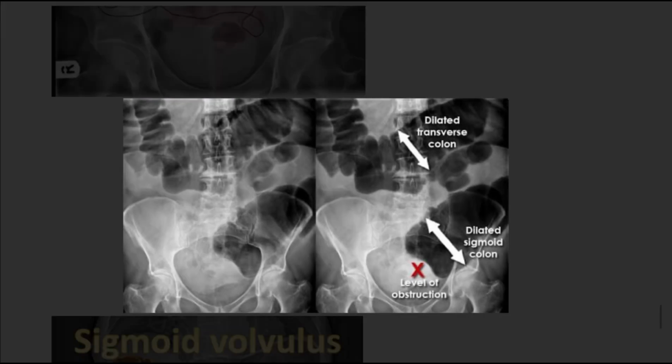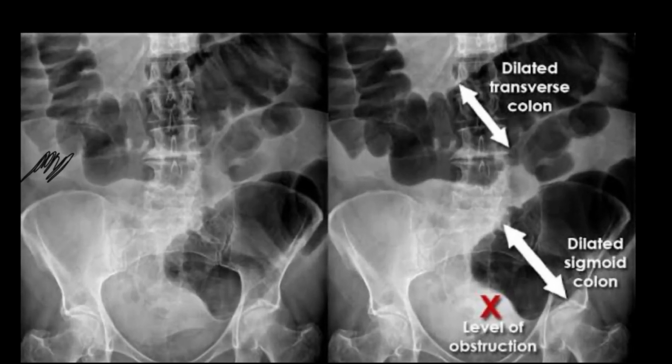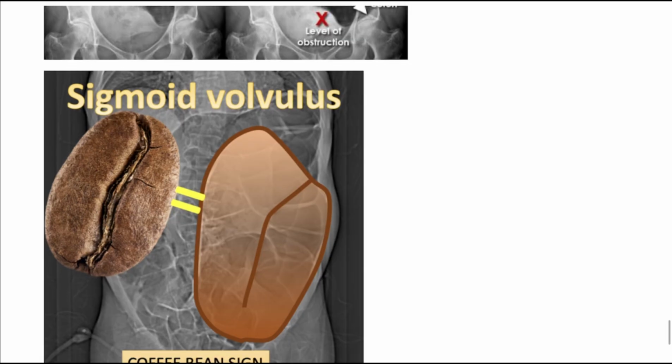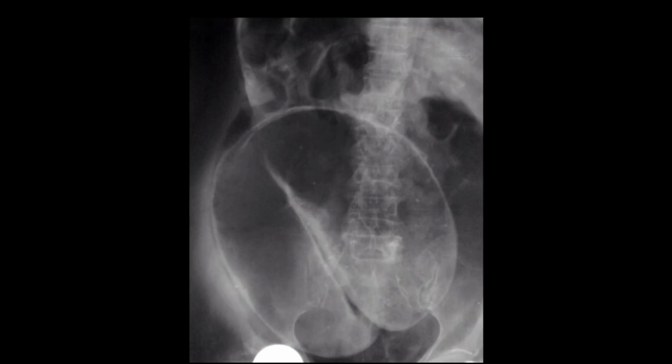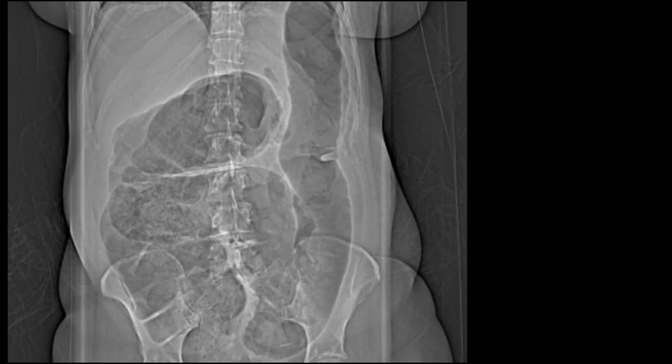Next you can see here this is large bowel obstruction. You can see here because here it is obstructing. Okay, so in large bowel obstruction you can see dilated transverse colon and dilated sigmoid colon, and you can find out the level of obstruction. Okay, so if the patient has coffee bean sign, that means this is sigmoid volvulus. It will look like this. So this is also coffee bean sign. This is what we call sigmoid volvulus, and this is bent inner tube, which we call cecal volvulus. Okay.